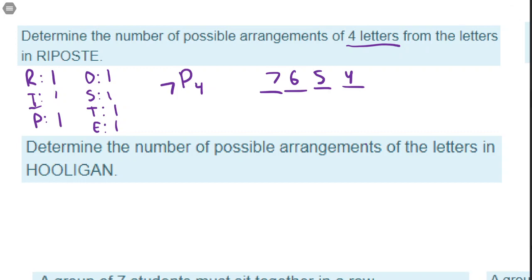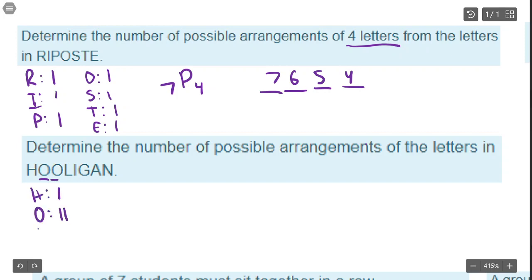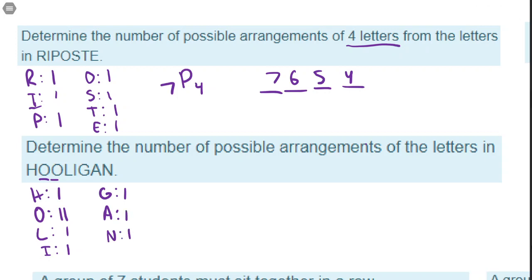Let's do this hooligan question. So determine the number of possible arrangements of the letters in hooligan. Well, hooligan has double O. So there's H, O, there's 2 of them. L, there's 1. I, there's 1. G, there's 1. A, there's 1. And N, there's 1. So there's a total of 8 letters.